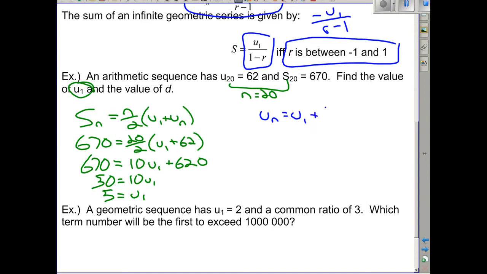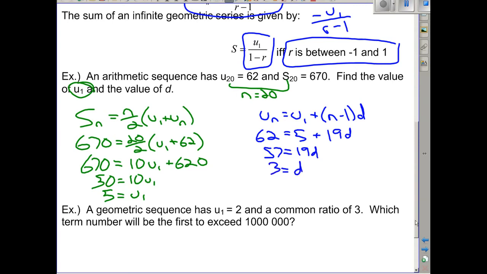un equals u1 plus n minus 1 times d. Plug in what I know. Un, the 20th term, is 62. u1 I know is 5 now. N minus 1, I'm talking about 20 minus 1, because 20 was our n. So this will be 19. Solve, and I get 57 equals 19d, or d equals 3.